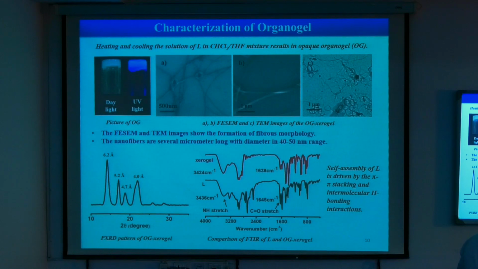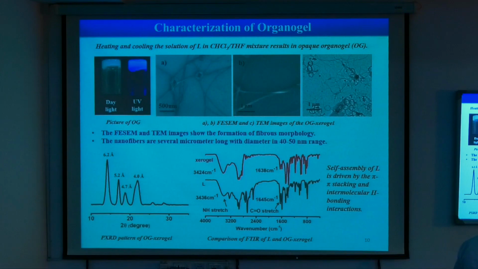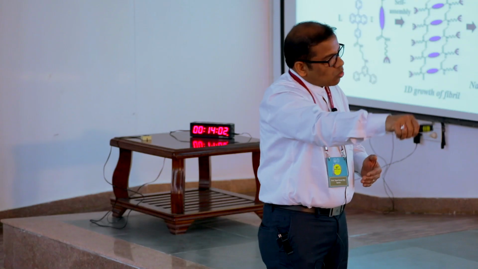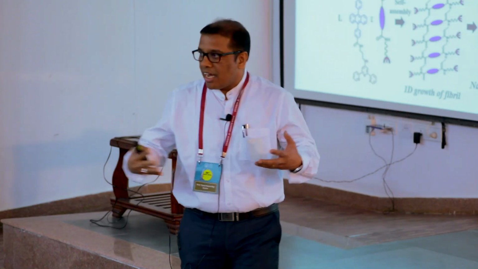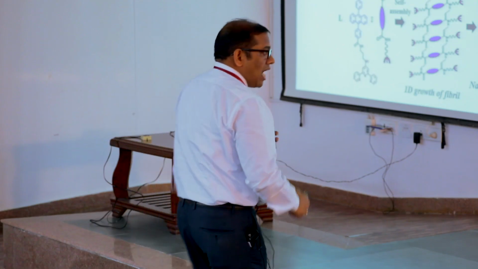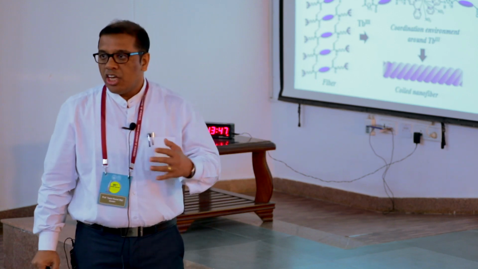It is for blue emission, and it is a one-dimensional fibril with a diameter of about 40 to 50 nanometers, and you can see it in the TEM image. It's called a long fiber. From the PXRD and IR, we see how it forms this one-dimensional structure through the anthracene core. This one-dimensional fibril can again form interdigitation and form the 3-dimensional network, where the solvent molecules enter and it forms the gel.